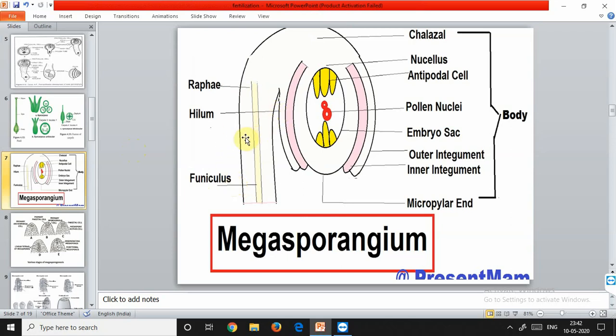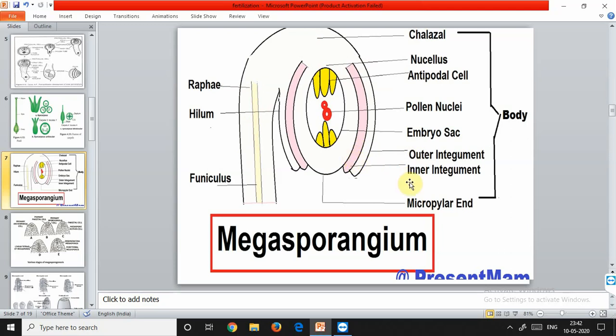Then the main region of the ovule is composed of a mass of parenchymatous cells or nucellus. This is the nucellus, and the parenchymatous tissues are present here. That is not shown in the diagram, but wherever you can see the plain structure, they are all occupied by some tissues. Then nucellus is the main part of the ovule, and nucellus is covered by one or two coverings called the integument. So this is the outer integument and this is the inner integument. In some, only one integument is present.